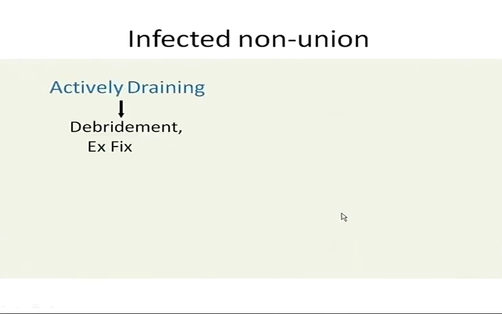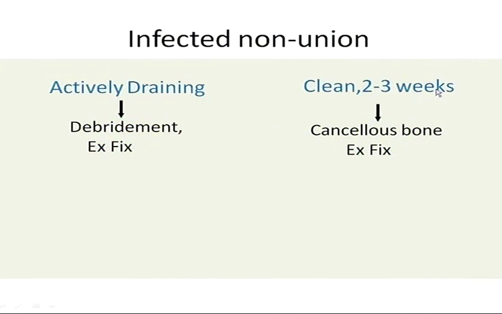Now we come to infected non-union. Infected non-union, if it is actively draining, will need debridement and external fixation if it's not fixed. If it's fixed by an internal fixation and it is stable fixation, then we don't remove the implants. But if the internal fixation device is loose, then we remove it and we apply an external fixator. In 2 or 3 weeks, usually the drainage improves, and then we can apply cancellous bone grafting to the site and keep the external fixator.